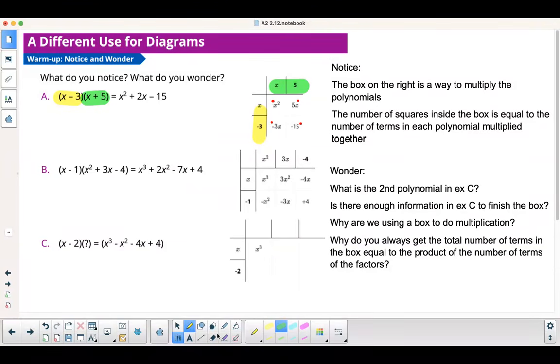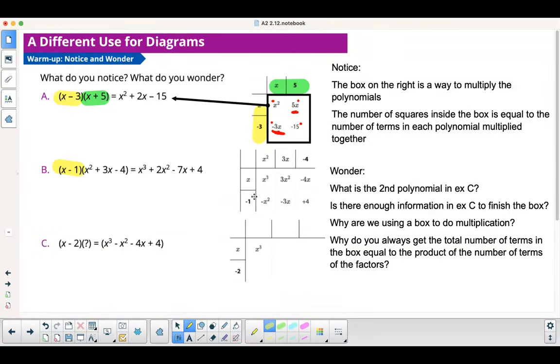Now, you might say, how do we get from here over to there? Well, when you combine the like terms, the negative 3x plus 5x, I get 2x. You add the coefficients. Negative 3 plus 5 is 2.